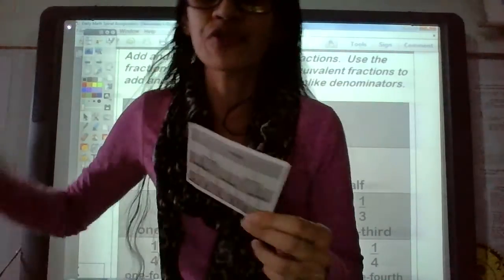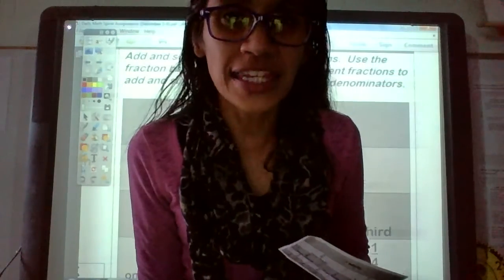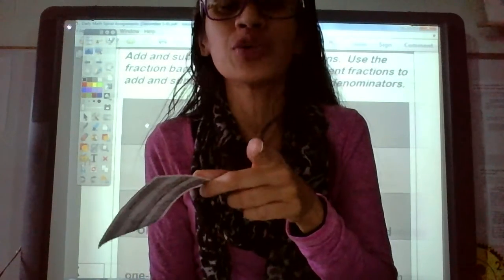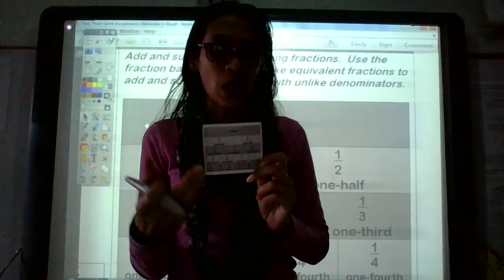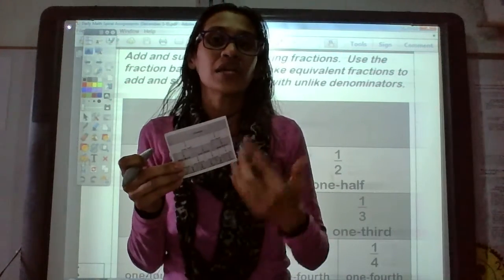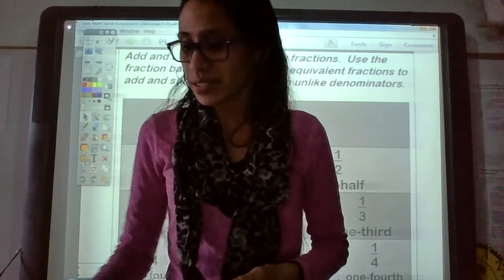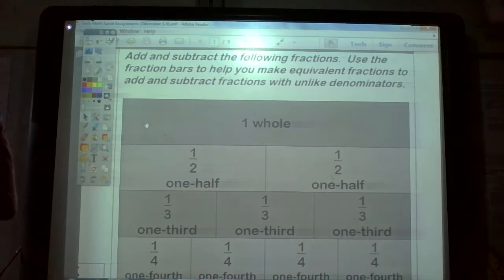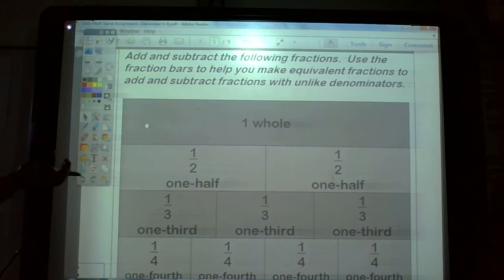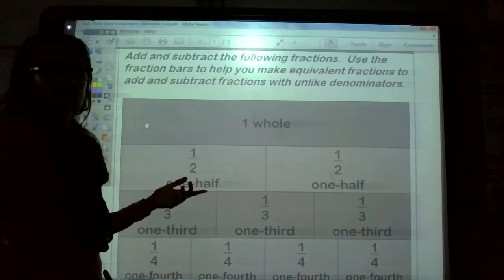Now, so you have your fraction, and if not, you have your sheet. I think some of you left your sheet. You better be doing the problems on a piece of paper if you did. You have it on your sheet if you don't have your strips. And if you do have your strips, you are welcome to cut these out and work with them to help you with the fractions, okay? Let's look at the question. It says, add and subtract the following fractions. Use the fraction bars to help you make equivalent fractions to add and subtract fractions with unlike denominators.